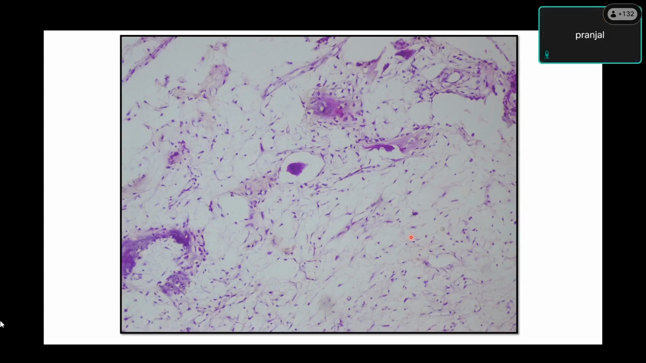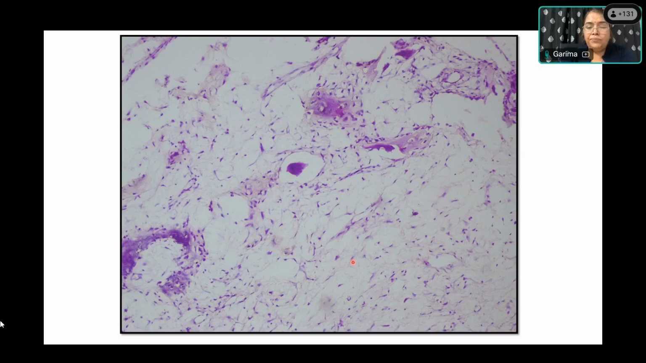Could be sinonasal myxoma, ma'am. You are close. It is a myxoid lesion. So first we gave it as a myxoid mesenchymal neoplasm, and then we did some markers, and these spindle cells came out to be S100 positive.